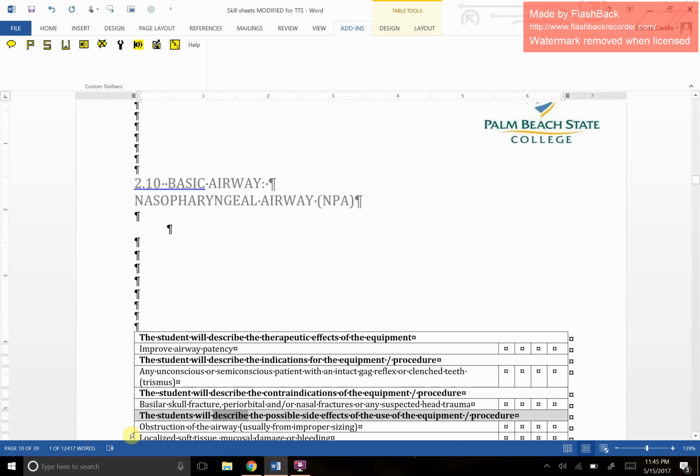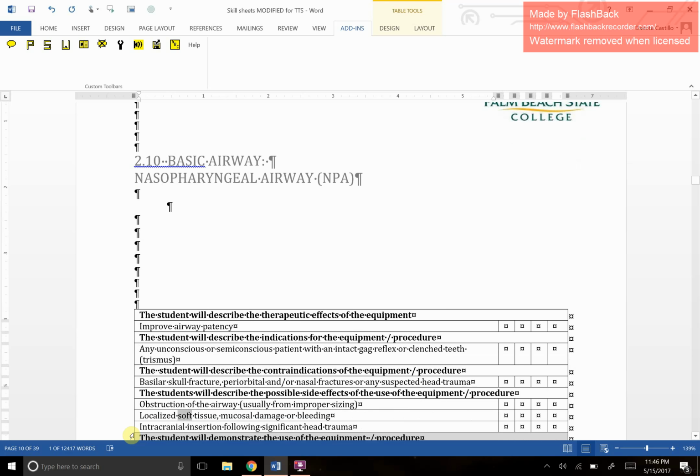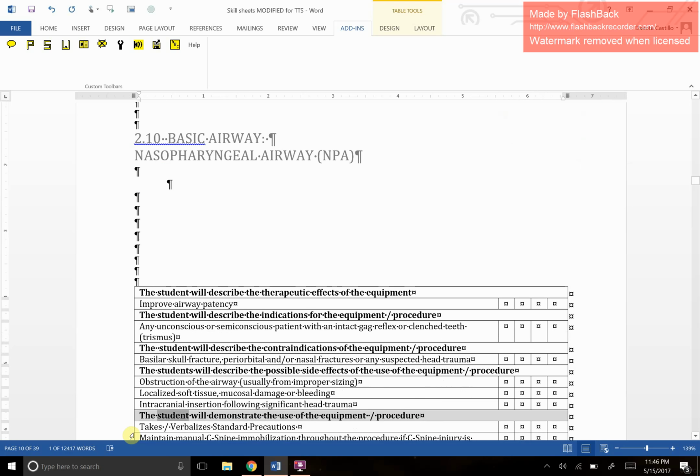The student will describe the possible side effects of the use of the equipment/procedure. Obstruction of the airway, usually from improper sizing. Localized soft tissue, mucosal damage, or bleeding. Intracranial insertion following significant head trauma. The student will demonstrate the use of the equipment/procedure.